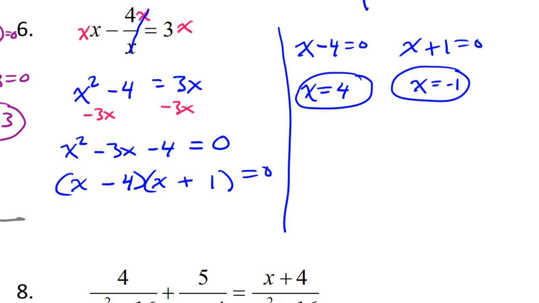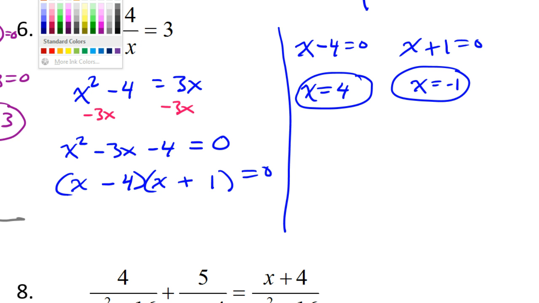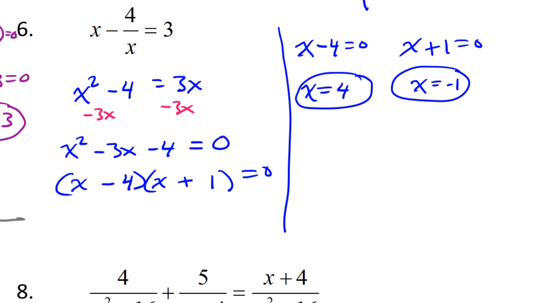So looking back, what are the excluded values for this problem? Hold on, my eraser is slow to work today. X is in the denominator. That tells me that x cannot equal 0. That's the only excluded value. X cannot equal 0. Neither one of these are 0. So I should be okay.